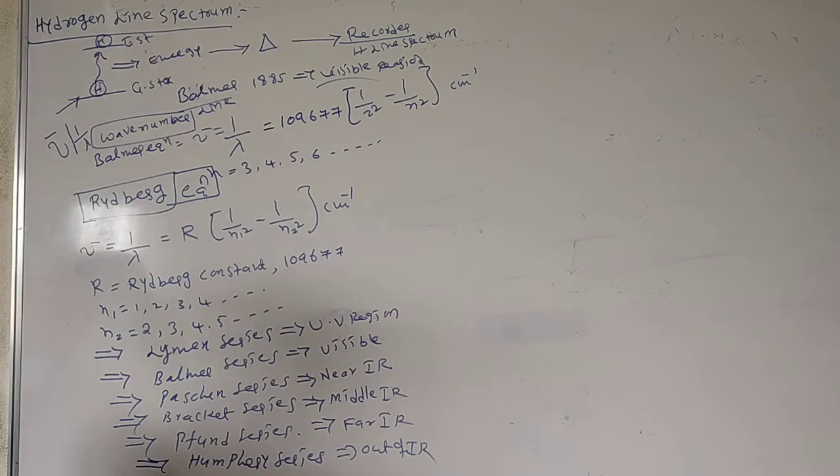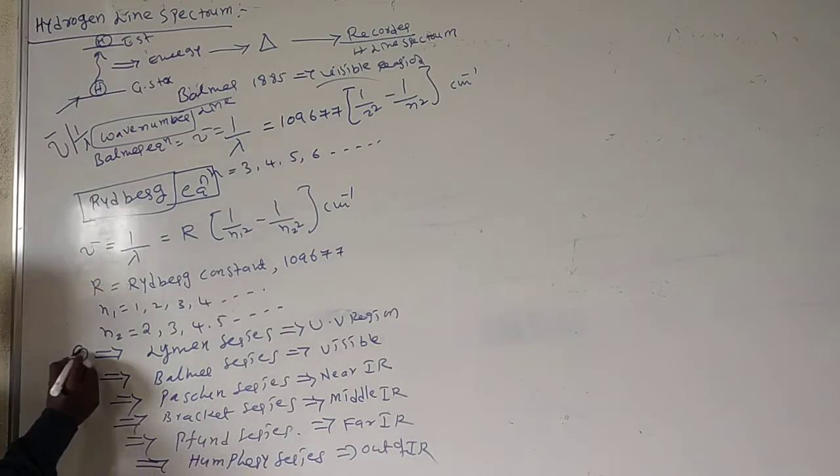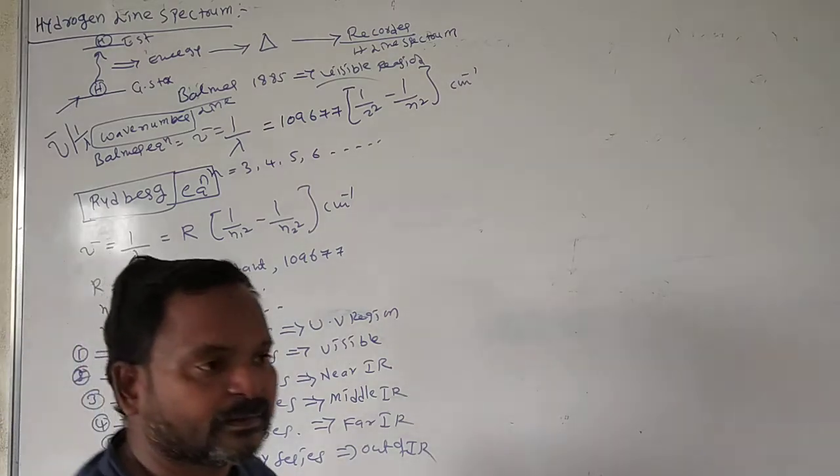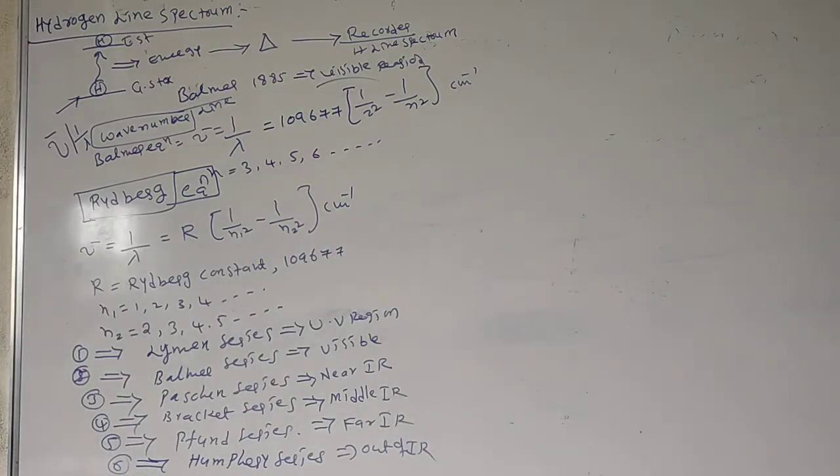From the examination point of view, they ask questions like: the Balmer series is observed in which region? The Paschen series is observed in which region? How many series of lines are there? Six series of lines are formed. What are those? Lyman series, Balmer series, Paschen series, Brackett series, and Pfund series of lines.